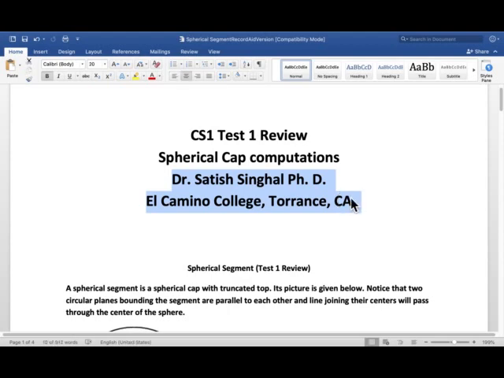This is a specialized lecture. I want to show how to do computations for a spherical cap using sequential control structure. And this is also test one review for my CS1 class. So let's dig in.